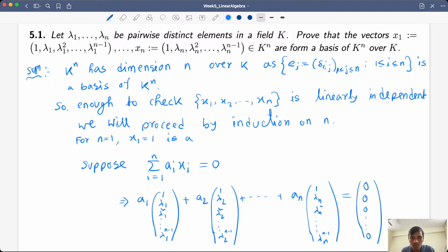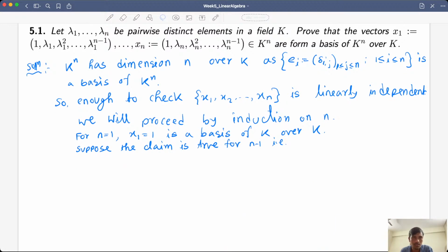is a basis of k to the power n, that is k over k. So suppose it is true for n minus 1. Suppose the claim is true for n minus 1, that means this x1, x2, up to xn minus 1, which is defined like this.